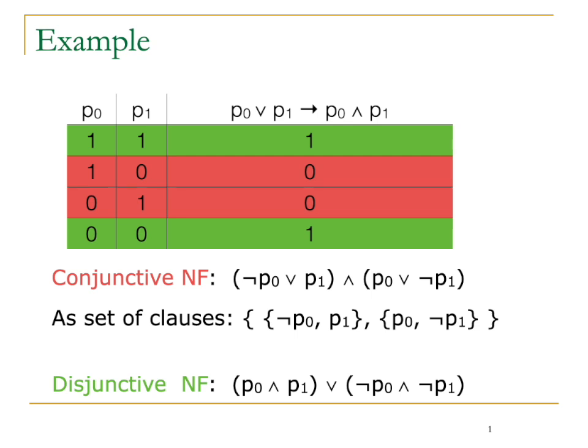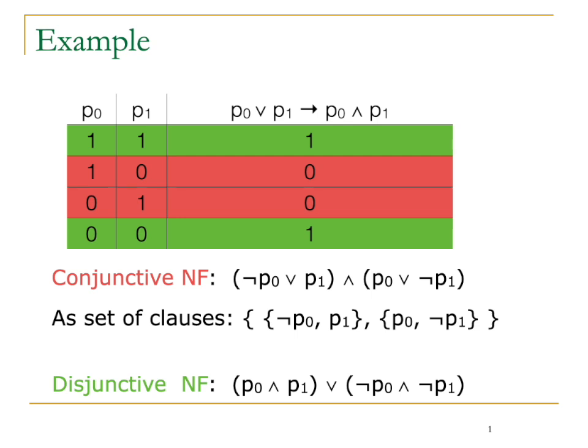For the conjunctive normal form, we pick those lines which give the formula the value 0. So they are the second and third. And we produce the disjunctions. So from the second line we read the disjunction not P0 or P1. From the third line we read the disjunction P0 or not P1, and we combine them to a conjunction. And this is our conjunctive normal form for the original formula. When written as a set of clauses, this gives us the set of two sets, the first of which consists of the literals not P0 and P1, and the second is the set P0 and not P1.